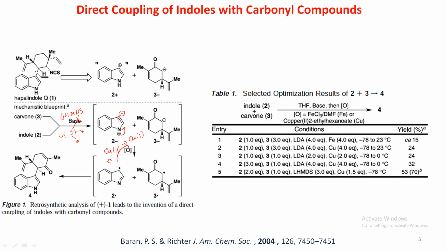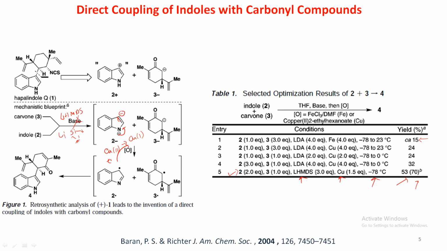At first, when they are doing it with Fe and LDA, they are getting product, but you can see the yield is very much less, 15%, so that's why they need to optimize. And with this particular condition, where LHMDS is the base and copper 2 is the oxidant, and the temperature is -78 degrees, they have got 53 to 70, so up to 70% BRSM, meaning based on starting material recovered, yield, for this particular carbon-carbon bond.